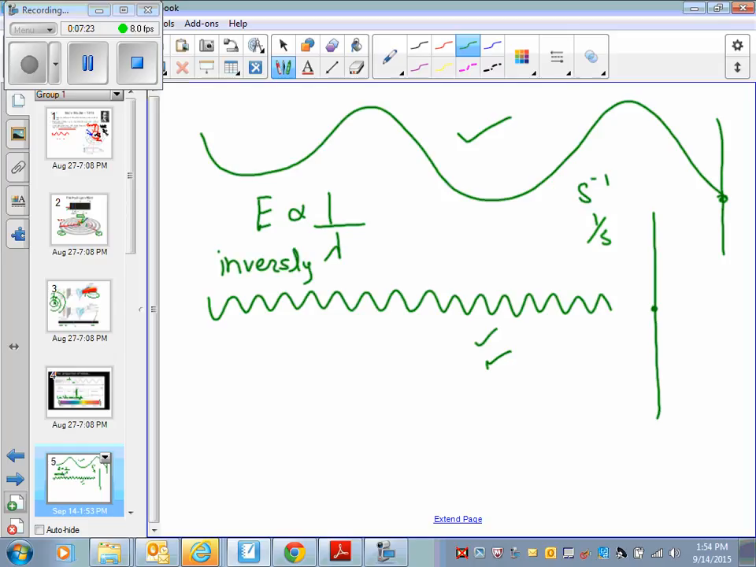related. And what do we do when we have to remove this proportionality sign? We add a constant in it. Okay? And so we're going to do E equals C over lambda. That is the speed of light. Or it is also related to frequency. C equals nu lambda is another equation. So I want you to know this equation, C equals nu lambda.